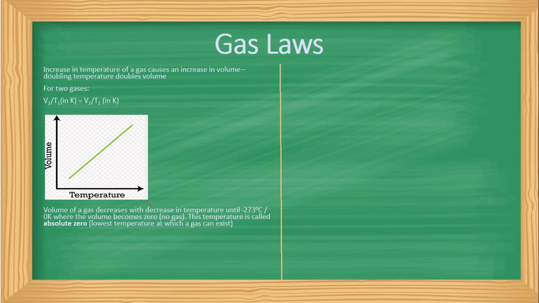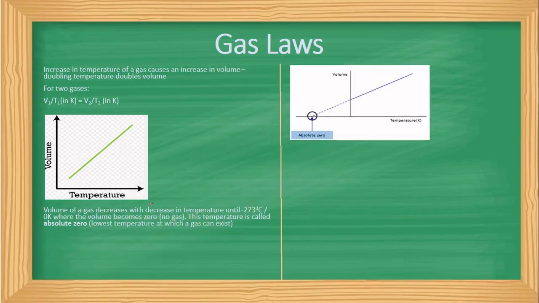So the volume of the gas will keep decreasing with the decrease in temperature until the temperature is 0 Kelvin. This temperature is called absolute zero. And at this point the gas does not exist. The gas cannot exist after 0 Kelvin, and now it becomes a liquid. So this is what I'm presenting there in the graph.